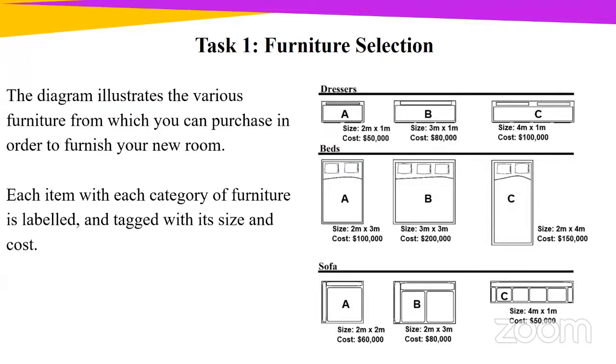Miss, can you repeat the question, please? Looking at the sofa category now, can you tell us which of the sofas is the smallest and which one is the most expensive? The smallest is A. Sofa A, okay. Which one is most expensive? The most expensive is B.